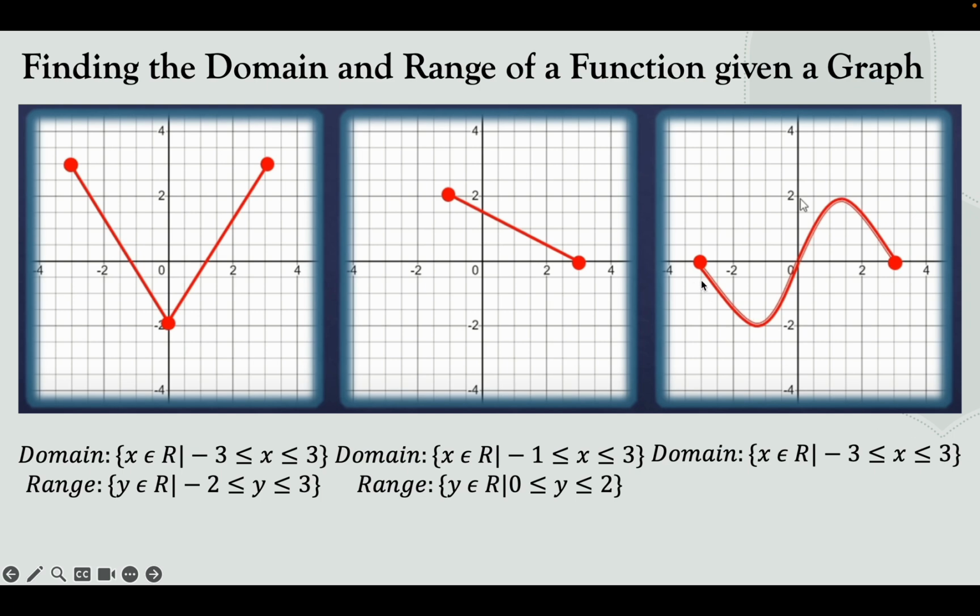Now you look at the range. What is the lowest point of your range on the y-axis? It is at negative 2. And then the highest value on the y-axis is positive 2. So that means the set of y elements of real numbers such that negative 2 is less than or equal to y, less than or equal to positive 2. You need to remember in finding the range, you need to find the lowest value of your y and the highest value of your y.